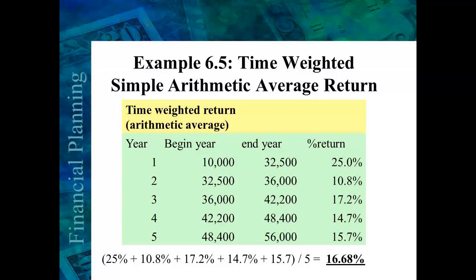Calculating the time-weighted arithmetic average return involves the same identical first step that you learned in the last slide. You first have to calculate the period returns. The second step is simply adding up each of the period returns and then dividing that by the number of periods. The time-weighted arithmetic average return for this example is calculated as 25% plus 10.8% plus 17.2% plus 14.7% plus 15.7% divided by 5, equaling 16.68%.